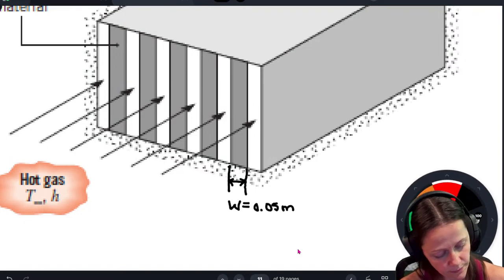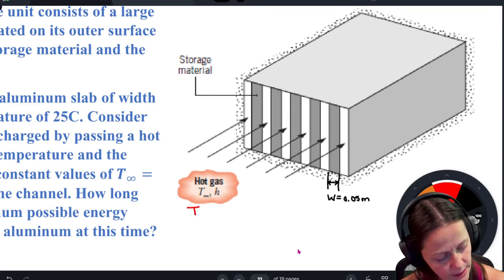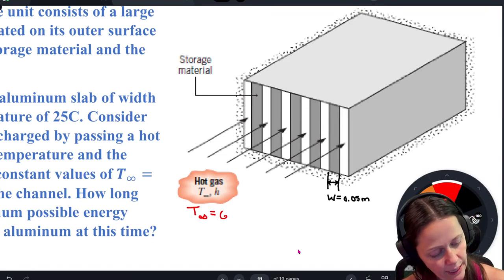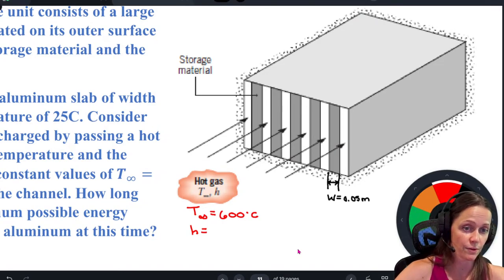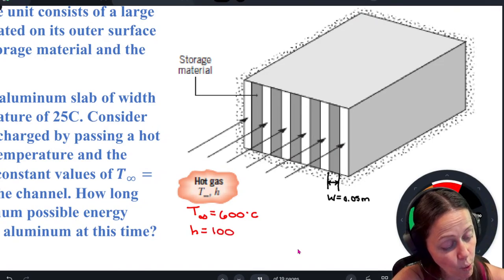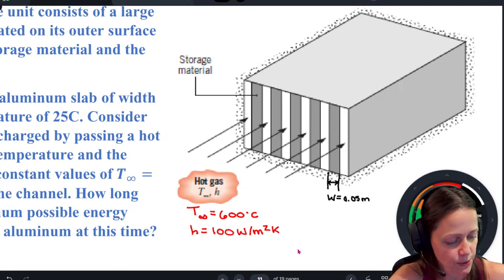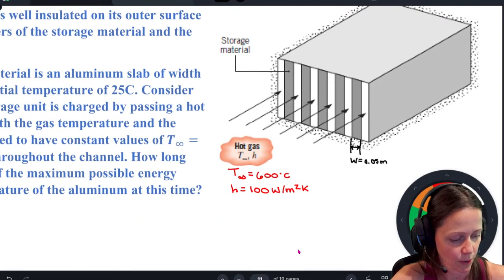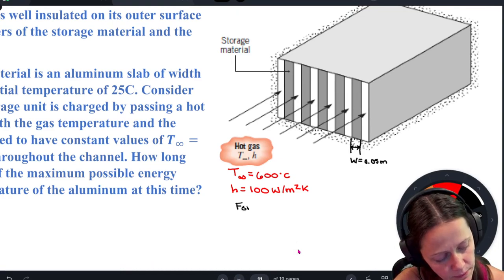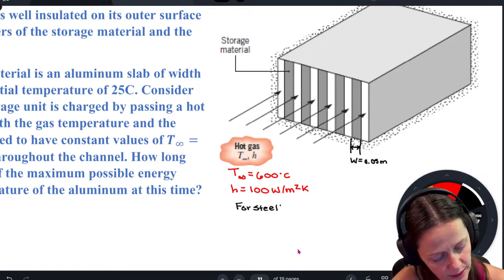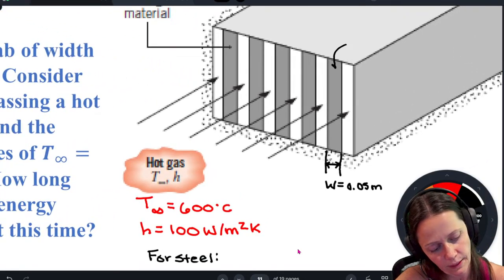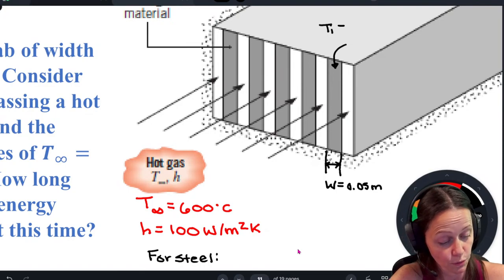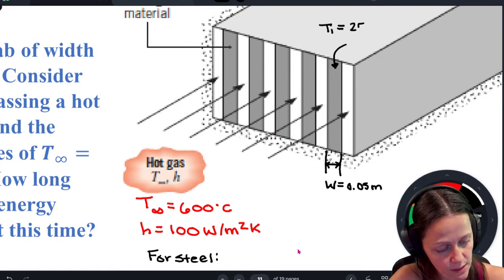And then we've got hot gases. I do know this temperature. So hot gases at 600 degrees Celsius. We've got a convective heat transfer coefficient of 100 watts per meter squared Kelvin. I do have some properties. Before I give them, I will say that it does say that all of these are at an initial uniform temperature of 25 degrees Celsius.